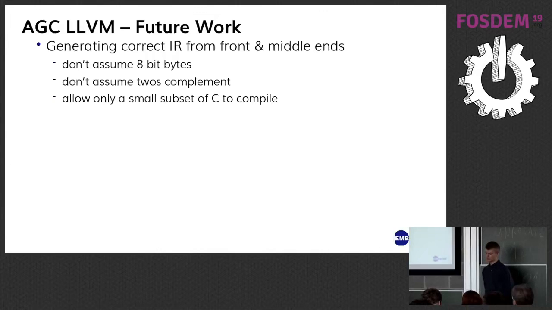So first, bytes cannot be assumed to be 8 bits. There are some mechanical changes to be made, but a particular problem is that generic pointers will default to i8*. Secondly, some transformations, for example, evaluation of constant expressions, assume that 2's complement numbers are used, so produce invalid code for the AGC.